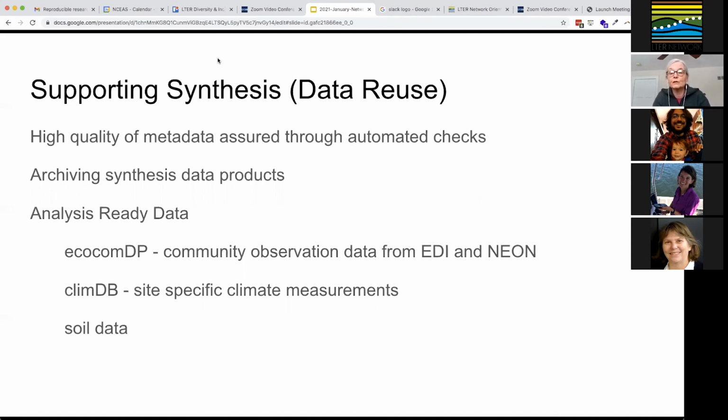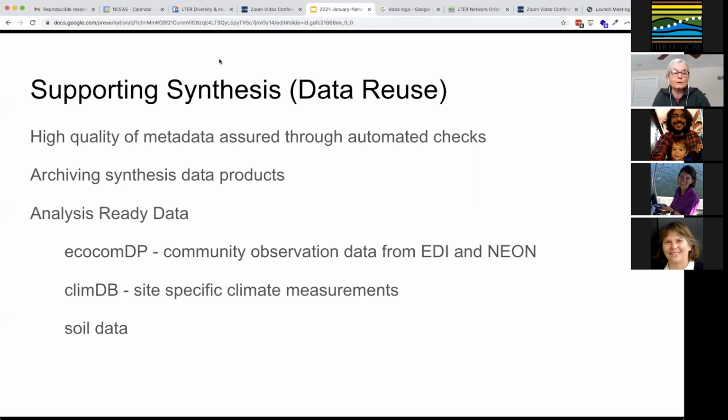And the first really large project we have done is what we call the EcoCom DP, which is trying to format long-term community observation data into a standard format with many data quality assurances implemented into these reformatted data sets. So now about 70 data sets within EDI and all the NEON data sets are available in this format. There is an R package that goes with it to use, analyze, find all of these data much more easily.